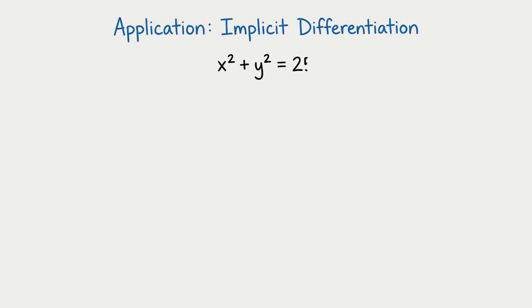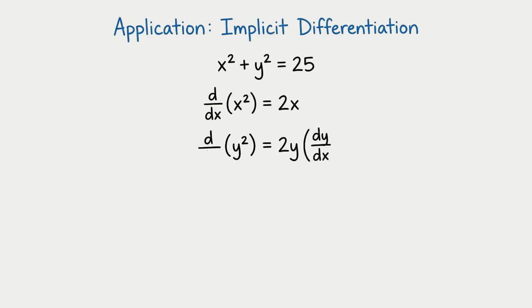Now let's look at a different kind of application, implicit differentiation. Suppose you have x squared plus y squared equals 25. Differentiate both sides with respect to x. Derivative of x squared is 2x. Derivative of y squared is 2y dy/dx, because y is a function of x. So you get 2x plus 2y dy/dx equals 0.